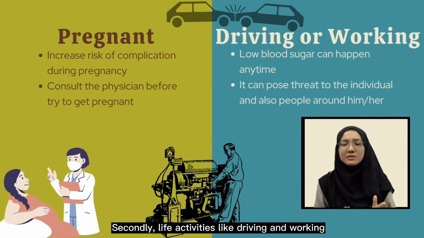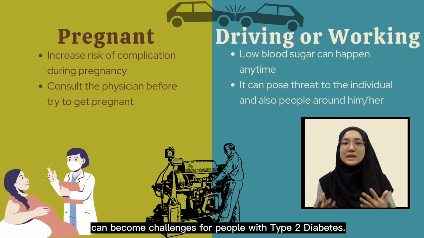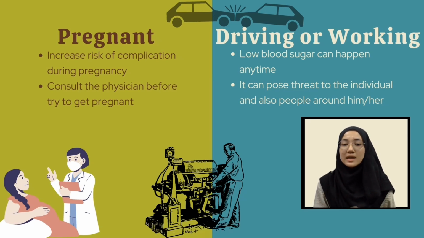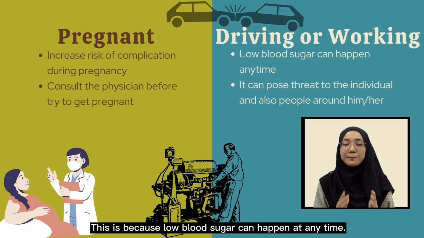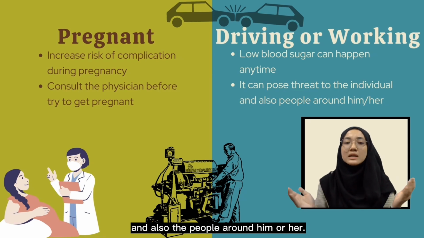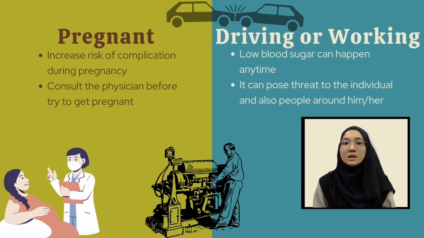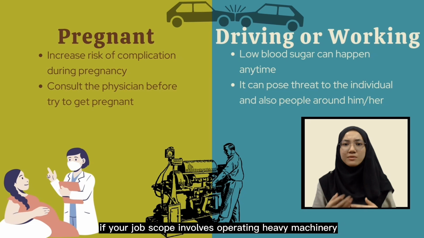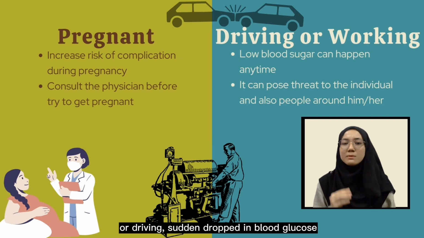Secondly, life activities like driving and working can become challenges for people with type 2 diabetes. This is because low blood sugar can happen at any time, so it can pose a threat to the individual and also the people around him or her. For example, if your job scope involves operating heavy machinery or driving, sudden drop in blood glucose can be fatal to the person and surroundings.